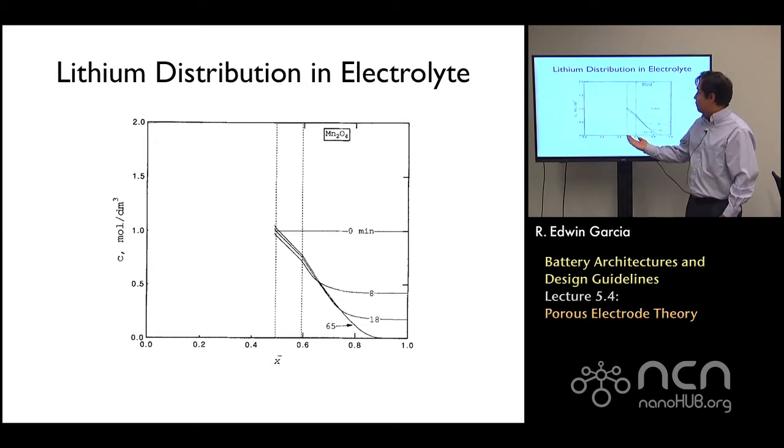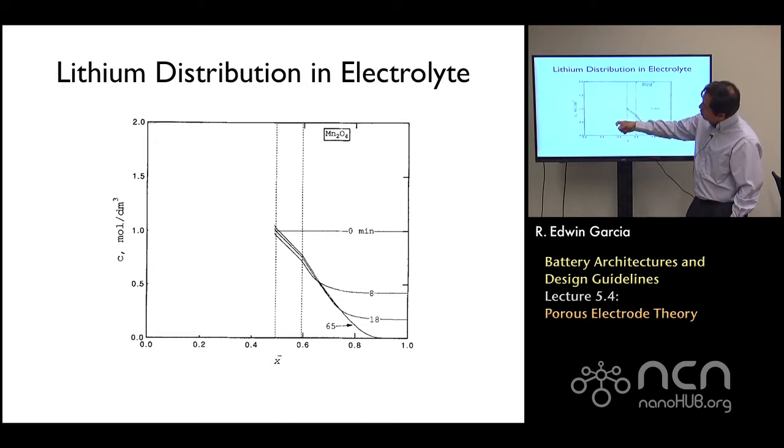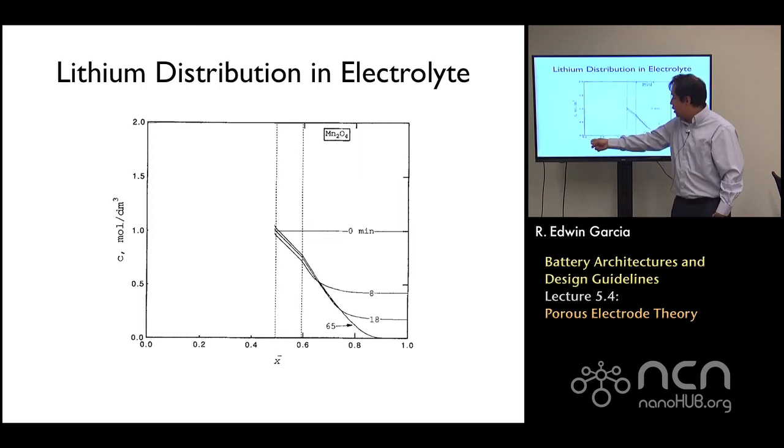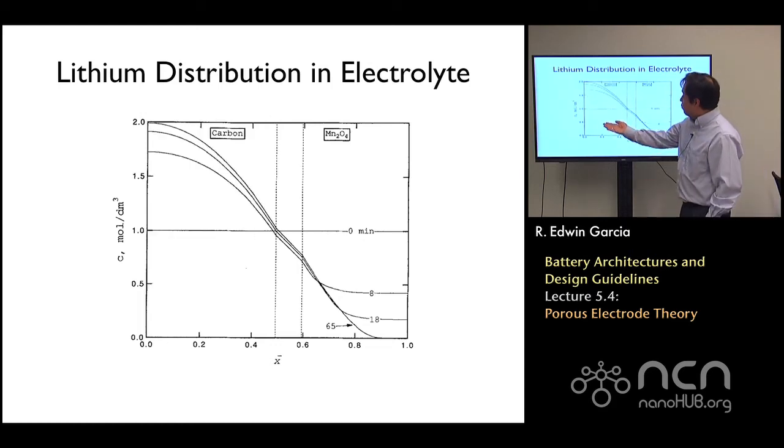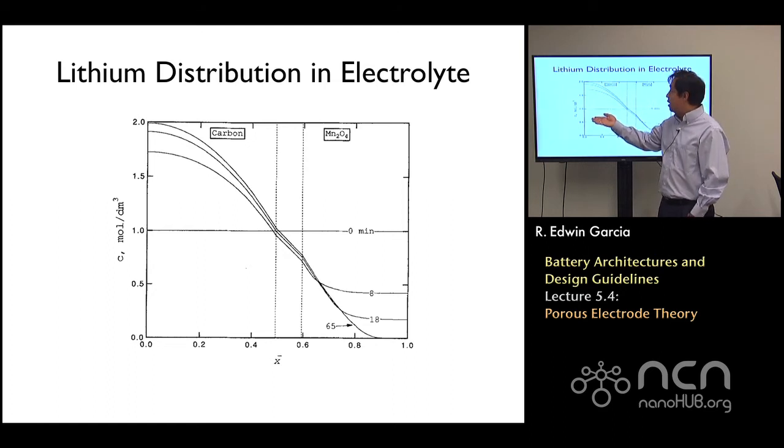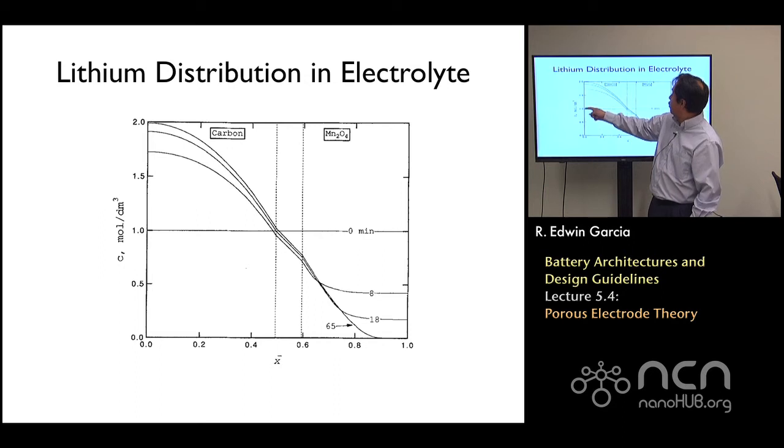This is for half a cell. You can see the lithium distribution in the electrolyte as a function of position. This is the anode, this is the separator, and that's the cathode. And you can see how, as the discharge proceeds, the carbon side of the cell, the anode side, is exuding lithium into the electrolyte. That's why it differs. Basically, you have an excess of lithium in that area.